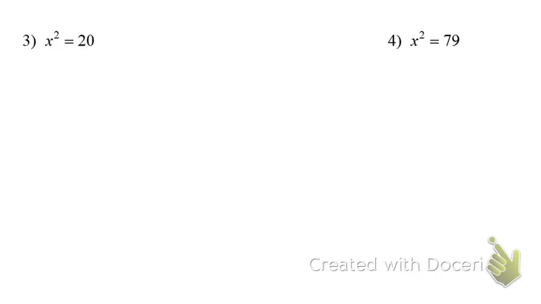Okay, for this one, we still square root both sides, no big deal. So x equals plus or minus the square root of 20. The only difference is the square root of 20, that's not an integer or whole number answer. In my calculator, that would be a decimal, 4 point something, but we want simplified radical form. So remember what you do for that.